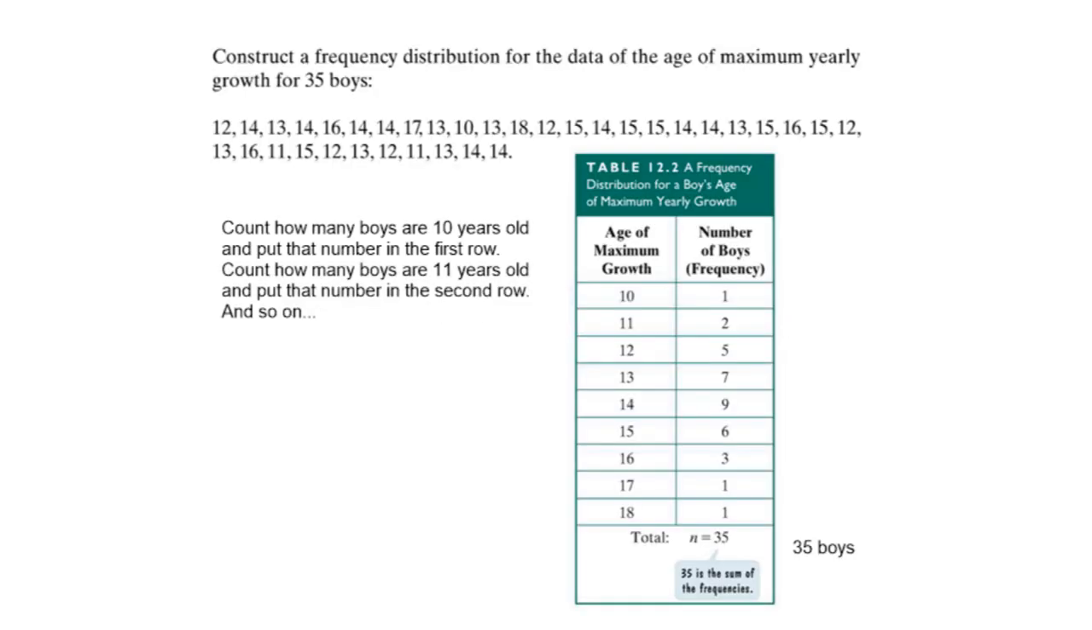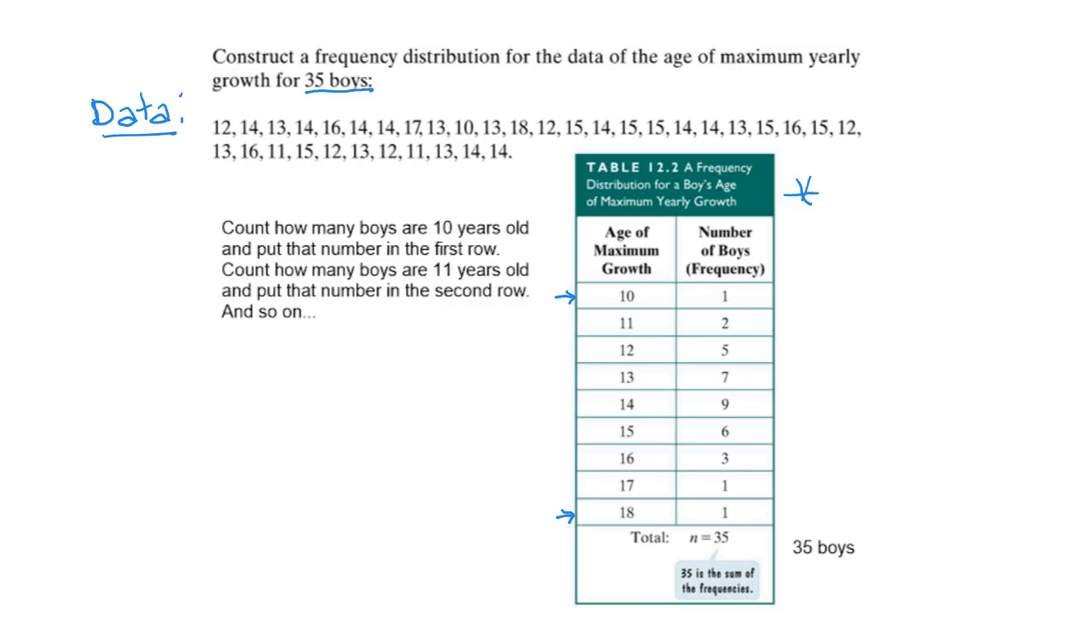Construct a frequency distribution for the data of the age of the maximum yearly growth for 35 boys. So we have 35 boys represented in our data. No specific order on here, just 35 boys with specific ages. Notice that the smallest or lowest age is 10 and the highest age is 18. So this is listed on our frequency distribution table. First column, age of maximum growth. We start right here with number 10 and we're ending with number 18.